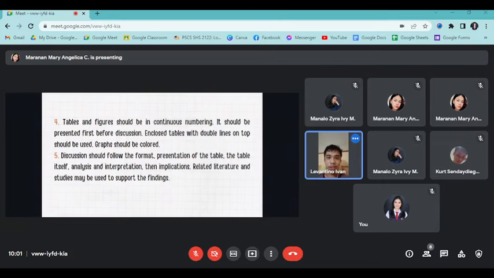Number 4. Tables and figures. Figures should be in continuous numbering. It should be presented first before discussion. Enclosed tables with double lines on top should be used. Graph should be colored. Number 5. Discussion should follow the format, presentation of the table itself, analysis and interpretation, the implication. Related literature and studies may be used to support the findings. Next reporter, please.